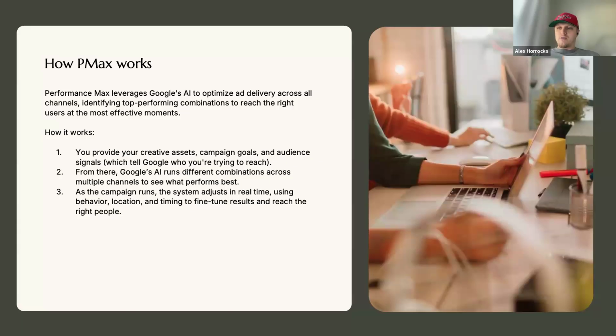Google's AI then runs different combinations across multiple channels. As we mentioned, there are multiple different types of channels, to see which one performs the best. And then as it continues to run, the system adjusts in real time. It uses different types of behavior within your campaigns, like location, as we mentioned, and audience signals, and it does a bit more fine tuning in order to get the maximum results and reach the right people.